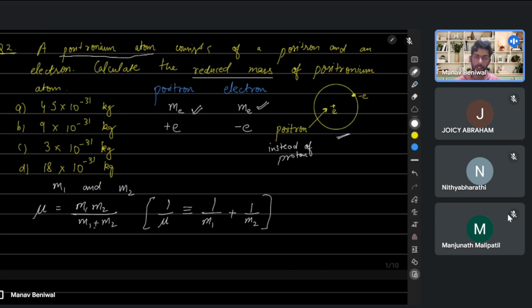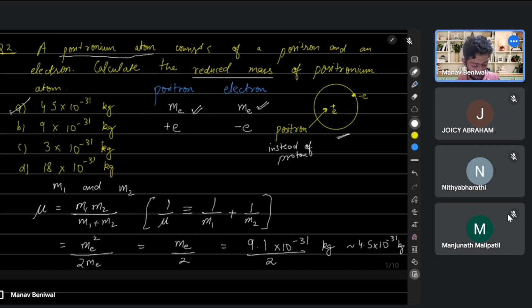So because both have the same mass, me, in this formula, instead of m1 and m2, we can write me. So we will get me squared over 2me, right? And this will be nothing but me over 2. And me we know is 9.1 into 10 to the minus 31 kg, and dividing it by 2 will roughly give us 4.5 into 10 to the power minus 31 kg, right? So the correct option will be option A.